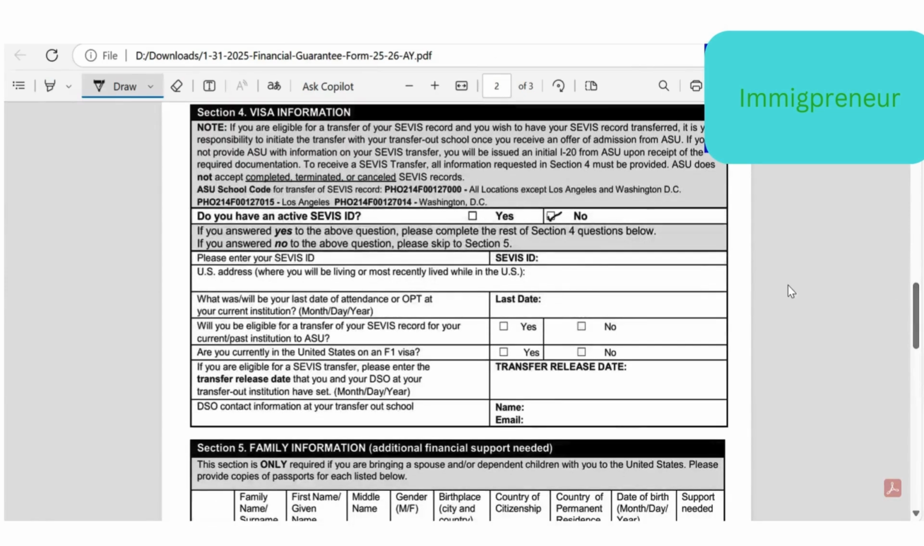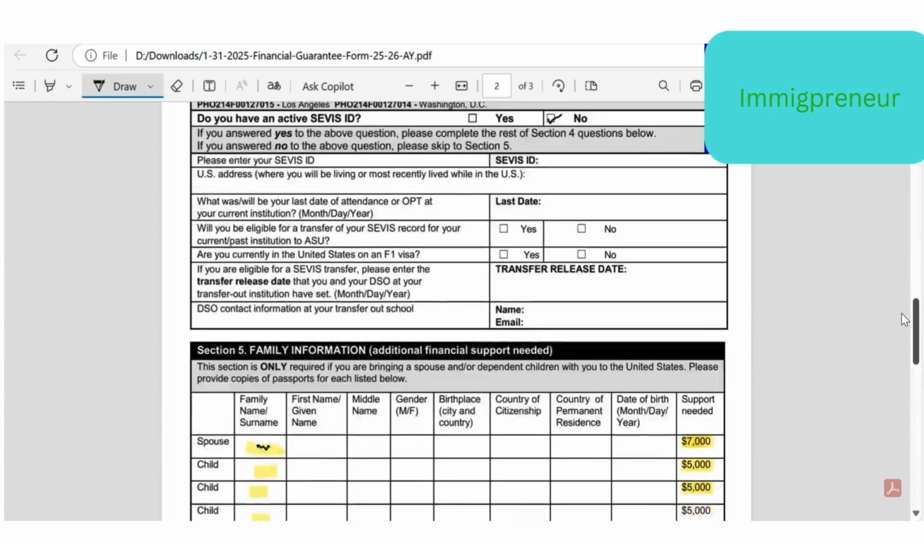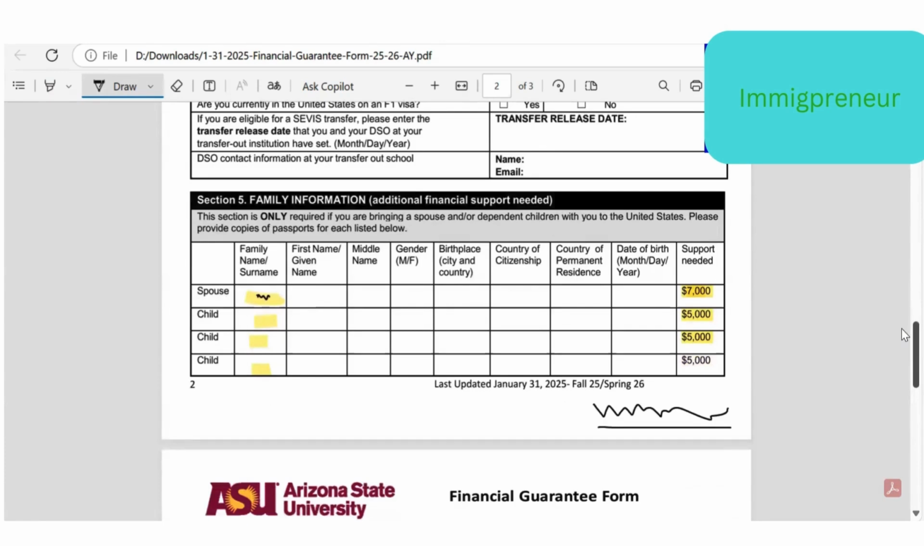Then the next section here, which is section 4, is visa information. The most critical part here is, do you have an active SEVIS ID? If you are new, definitely you don't have one, so you tick no. And if you tick no, you jump straight to the next part, which is section 5.